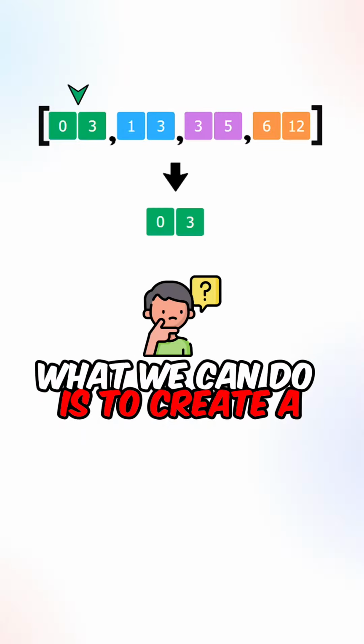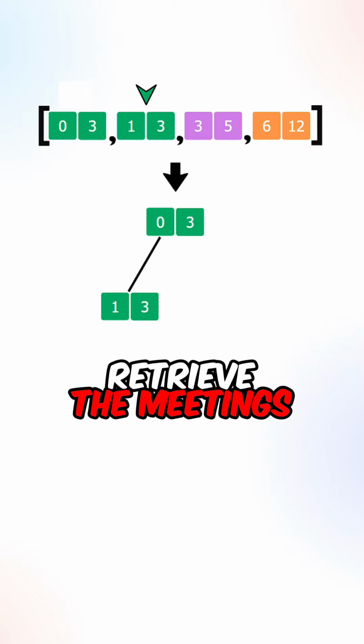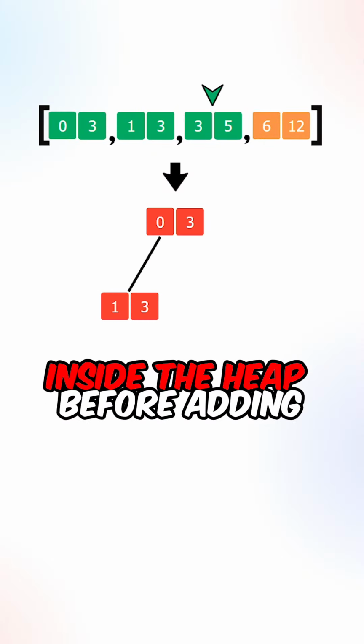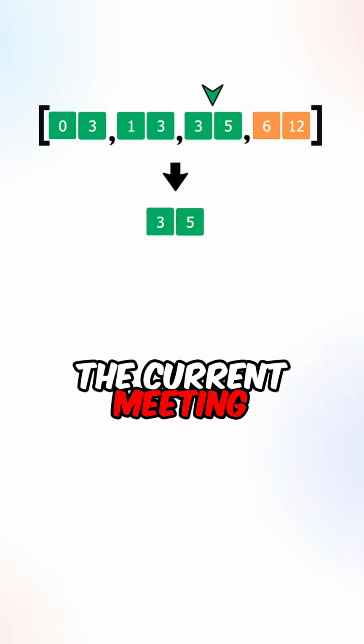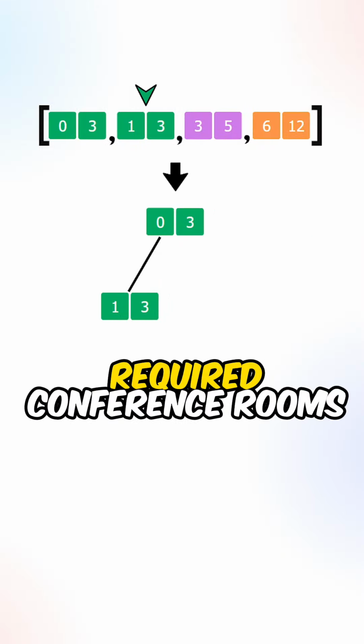What we can do is create a min heap to keep track of our meetings. This will allow us to quickly retrieve the meetings with the earliest ending times. Then for each of the meetings, we will first remove the meetings that have already ended inside the heap before adding the current meeting. And lastly, the largest size of the min heap is the minimum number of required conference rooms.